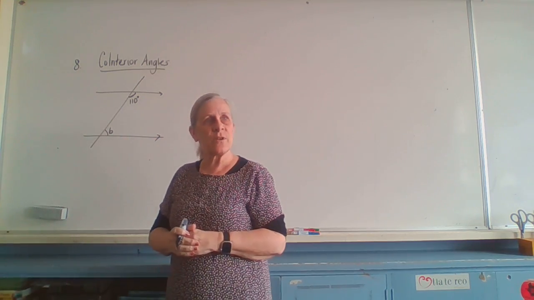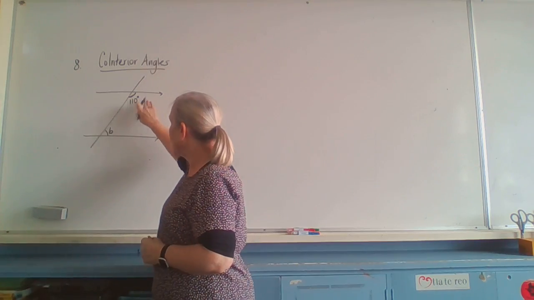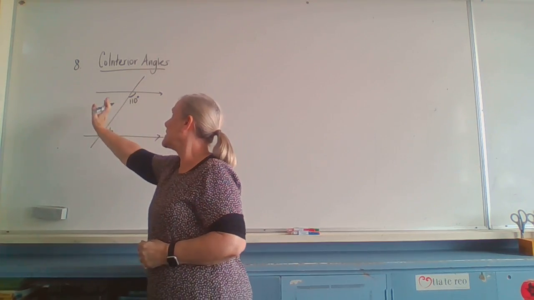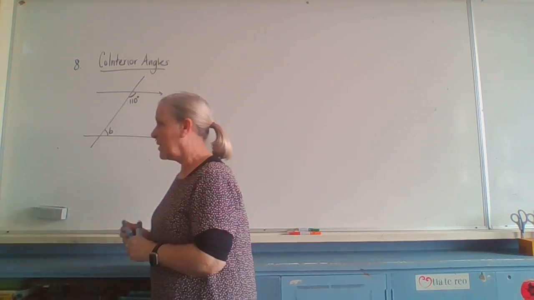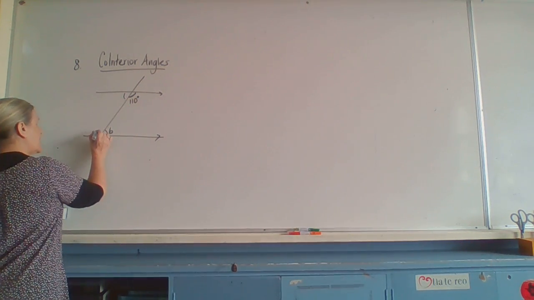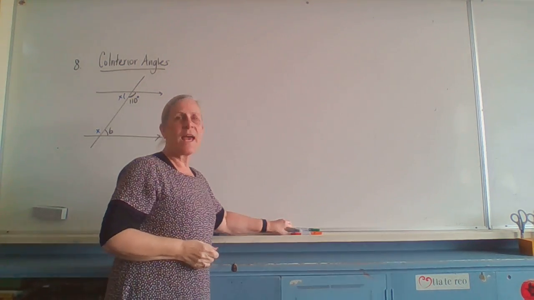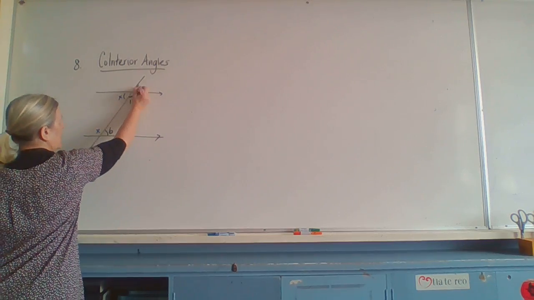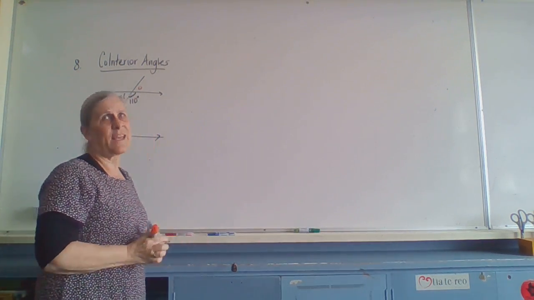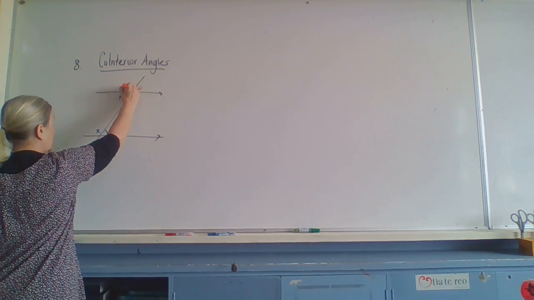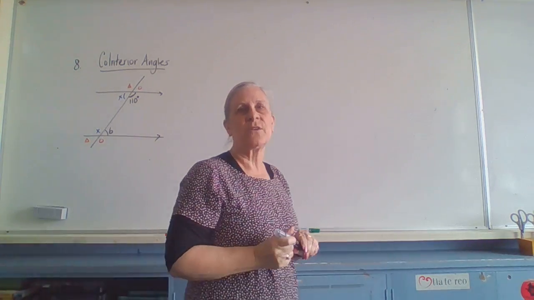So rather than taking two steps, we're going to take just one step and say that these two are co-interior. They are on the same side, inside the two lines, and on the same side of the transversal. So where are the other four? Inside, same side. Or we could have outside and same side. I know that's now exterior, but we won't worry about that because we're going to call it interior. So those pairs are called co-interior angles.